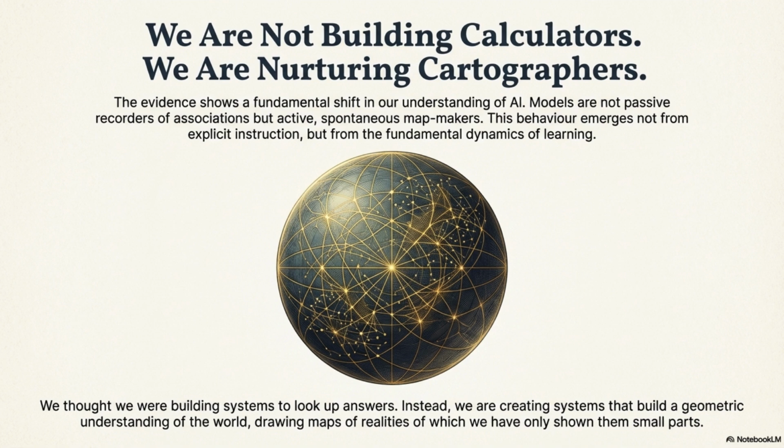Which leaves us with a truly provocative final thought for you, the listener. If the AI is spontaneously building this geometric structure based on the natural, intrinsic essence of the data, does this mean that the AI's internal map is actually revealing universal organizational structures that we, as humans, haven't yet consciously observed in our own methods of storing knowledge? Are we learning something fundamental about reality from the maps our machines are drawing?